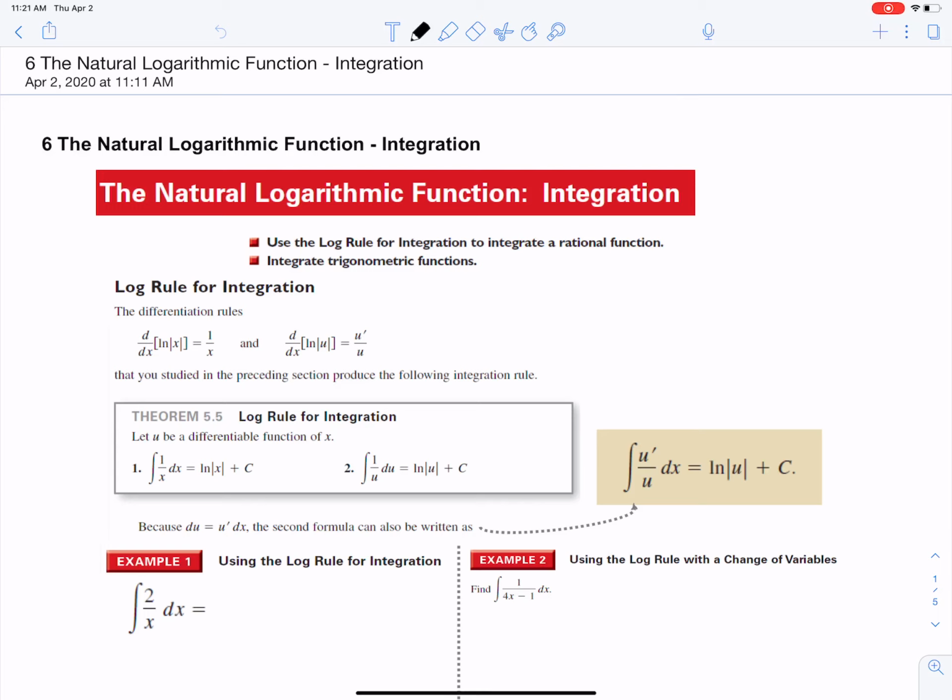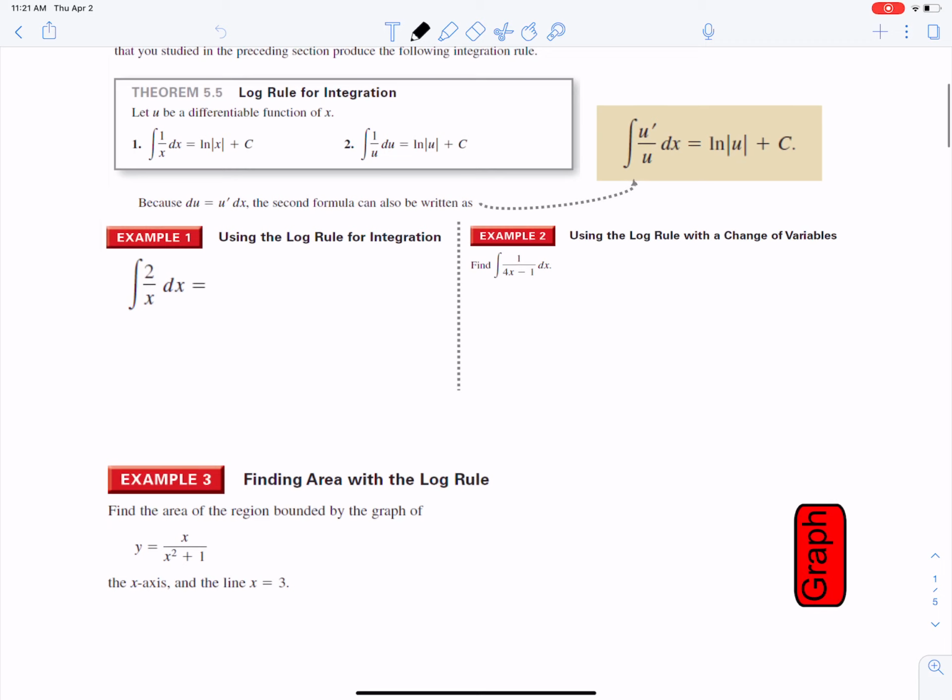So in this lesson, we're going to learn how to do integration with log functions and ln functions. Most of these examples are no different than doing integration by substitution. You just have to recognize the pattern for integration by substitution. So in the first example, the 2 is a constant, so I'm going to bring it outside the integral.